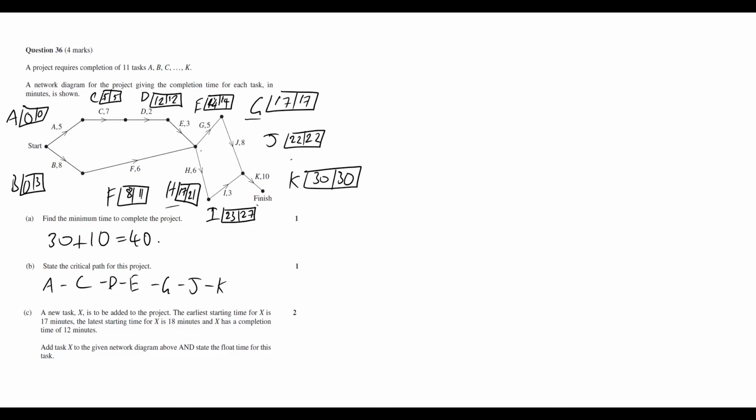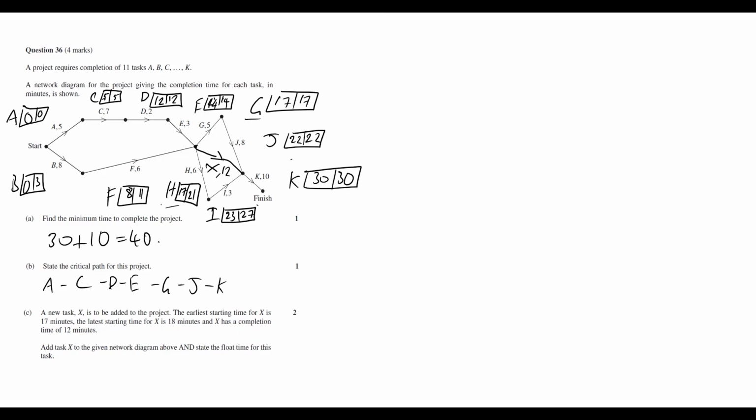So what that tells us is that X should come off here. I'll attempt to draw it in there like that. And then we can see that X is a path going from this junction here down to here. Okay, and there we go. So that's where X belongs. And we know that it takes 12 minutes. So we'll write that information in just like that.